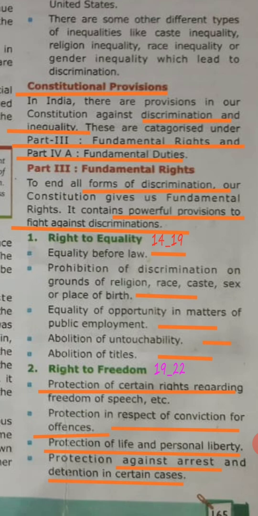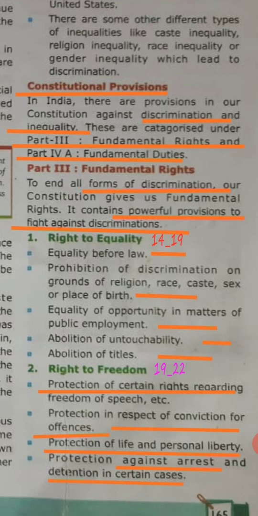To end all forms of discrimination, our constitution gives us fundamental rights. It contains powerful provisions to fight against discrimination. Our constitution provides us fundamental rights in Part 3rd so that we can be protected from any discrimination. First of all, the first right is the right to equality. Right to equality means that we are one, we are not different from each other, we are equal, whether male, female, whether black, whether white, whether from one religion or from another religion. The right to equality includes Articles 14 to 19.